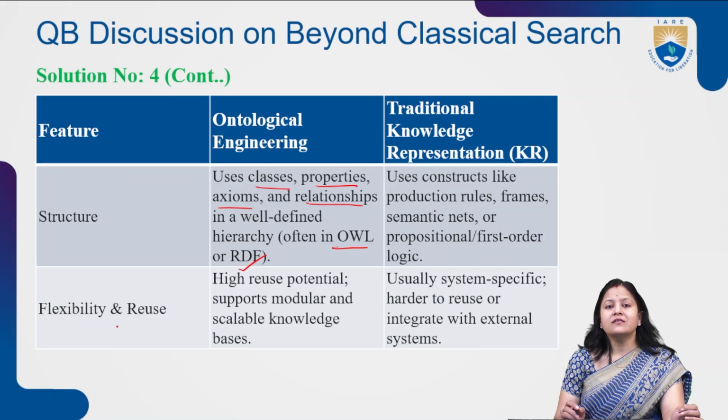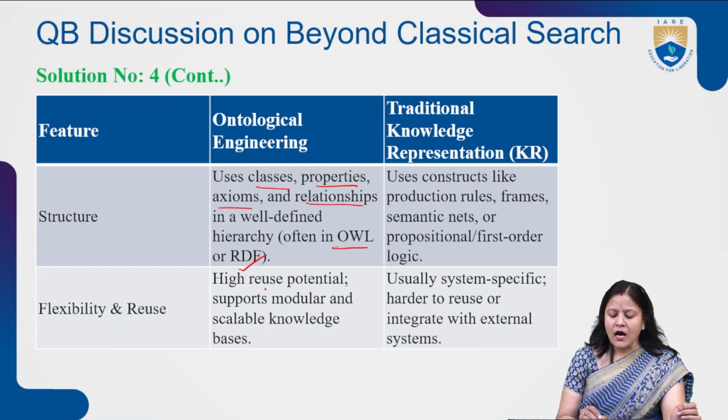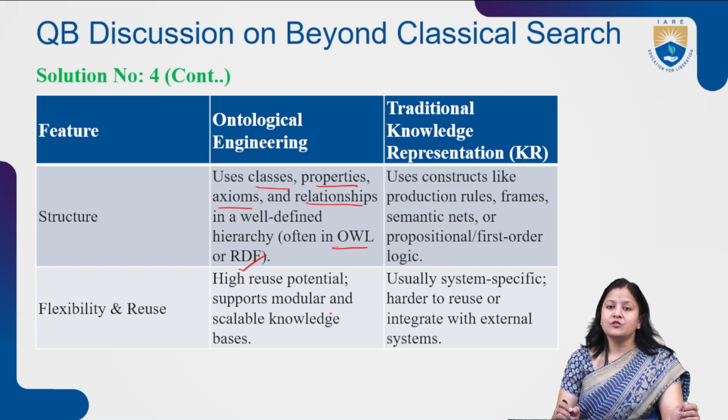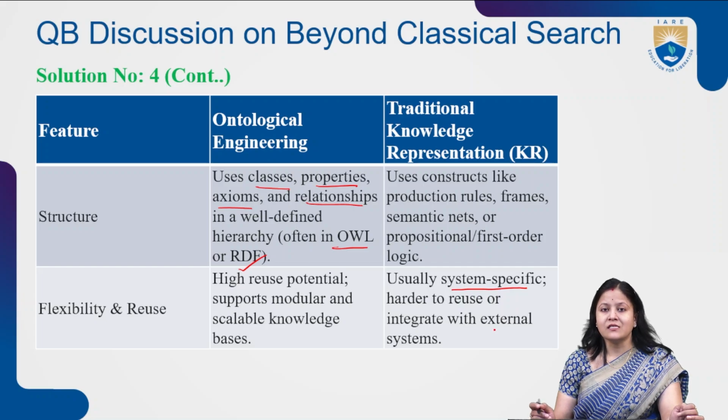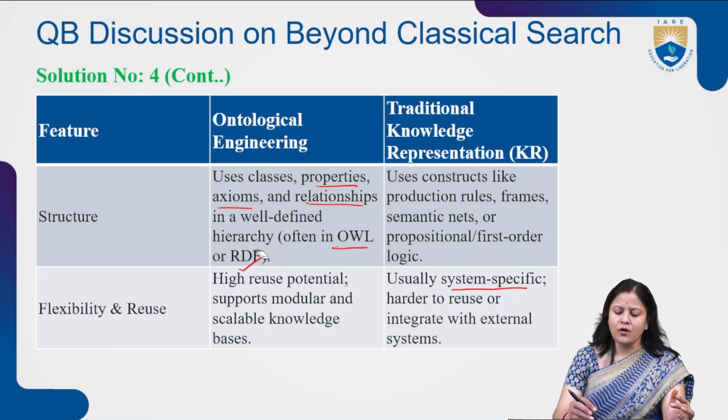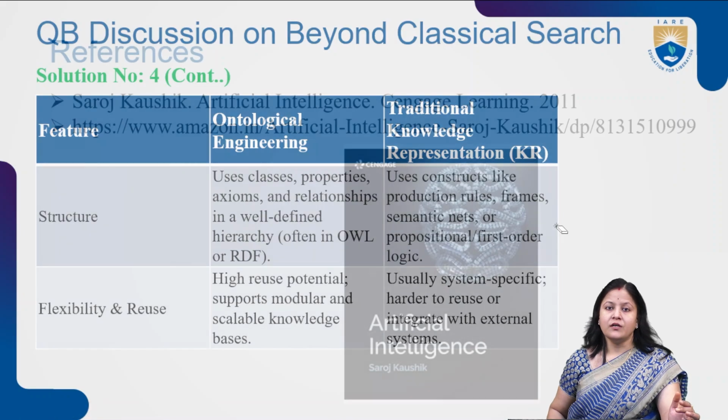Now, based upon flexibility and reuse, ontological engineering has high reuse potential and supports modular and scalable knowledge bases, whereas traditional representation is system specific. It is specific to a particular domain and particular system, not shareable, and harder to reuse or integrate with external systems. So that is the difference between ontological engineering and the traditional knowledge representation technique.